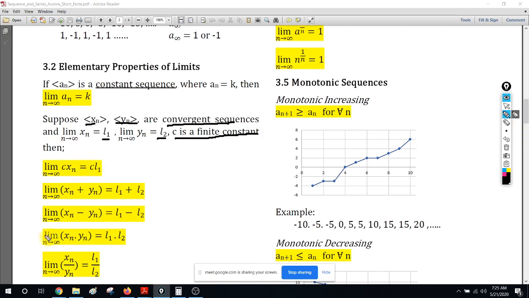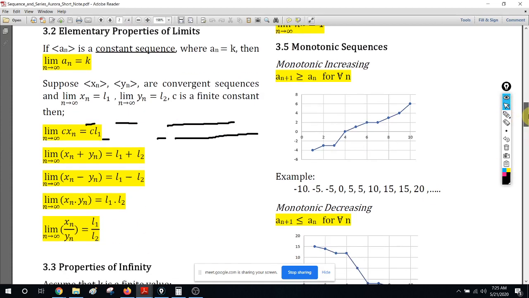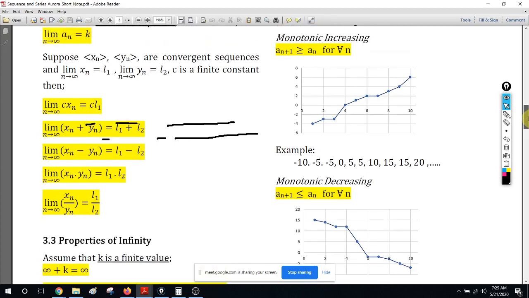Then xn plus yn is going to be L1 plus L2. xn minus yn is L1 minus L2. xn into yn is L1 into L2. Likewise, xn divided by yn is L1 divided by L2. So we can use these things, because those are all common sense. No one is going to prove those things.